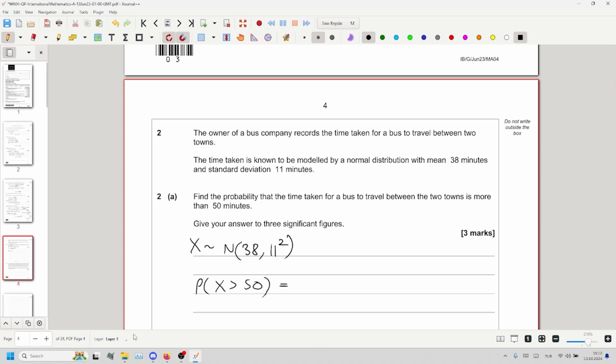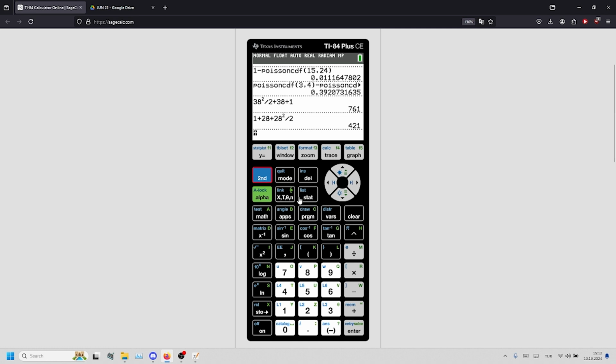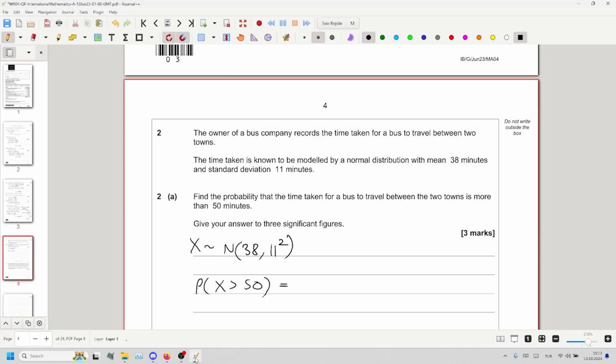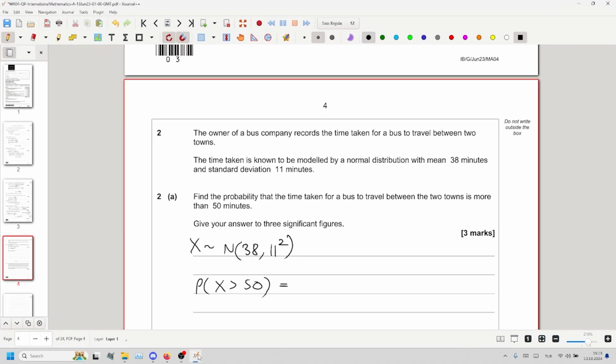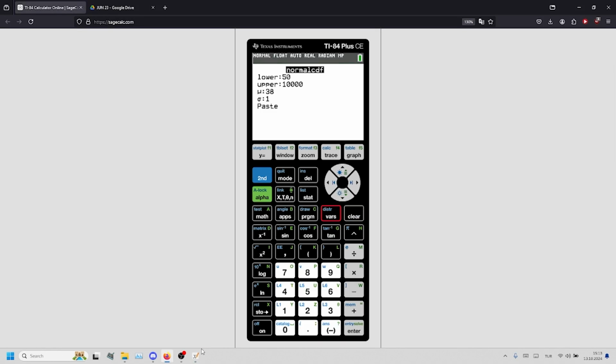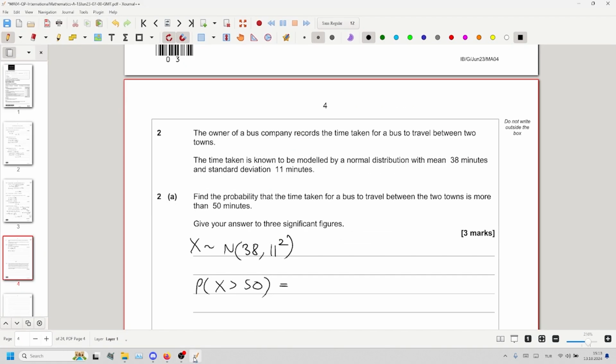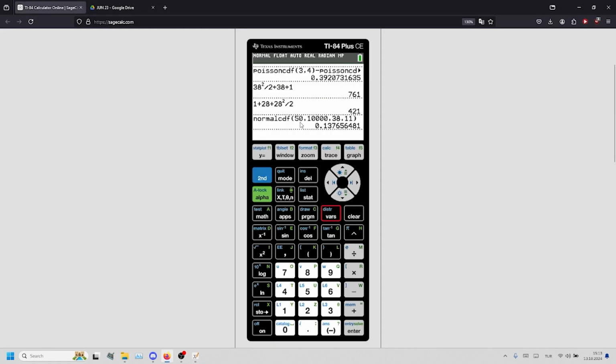So we can just quickly plug that into the calculator. This time it's going to be the normal CDF. Here we are asked to find the probability that X is greater than 50. So for the lower bound, we can write 50. For the upper bound, we're just going to write a big number, like 1 bajillion. For the mean, we can write 38. And for the sigma value, we can write 11. That's going to be 0.13765. It asks us to find it to three significant figures. So it's going to be 0.138.